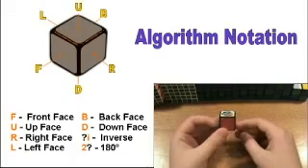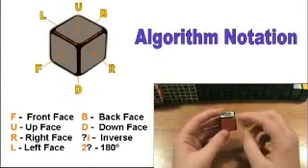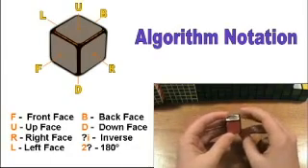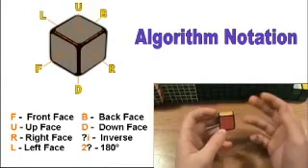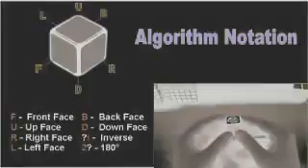And whenever you see a 2 in front of the letter, that means to do the side 180 degrees either way. So then this is 2F. And then 2F again would just be this.